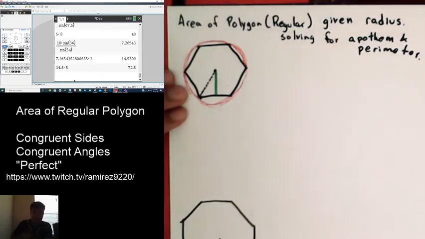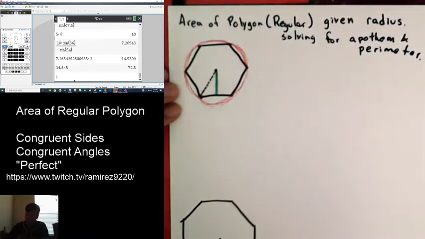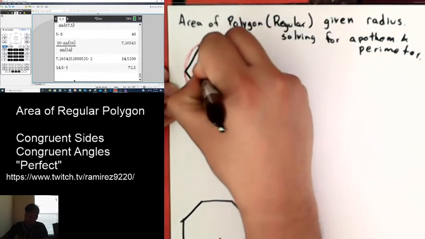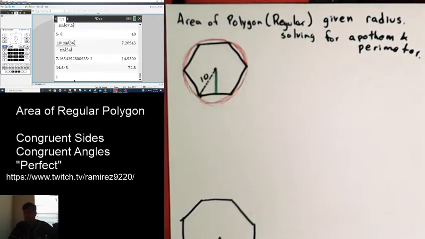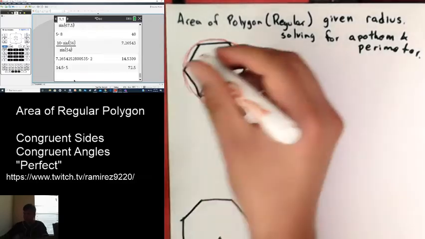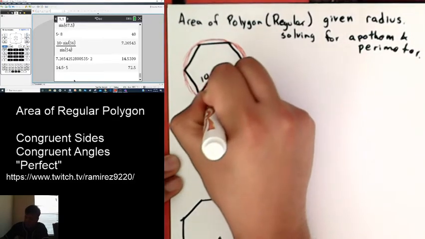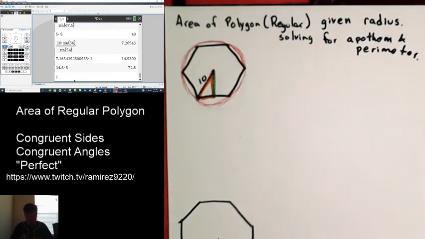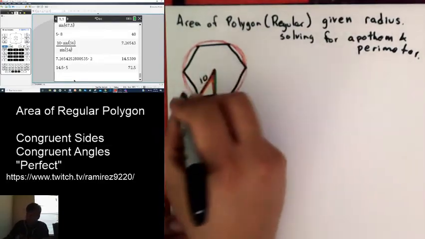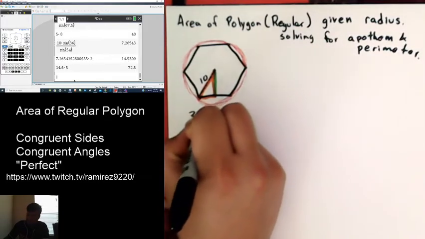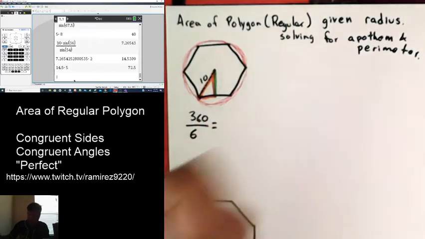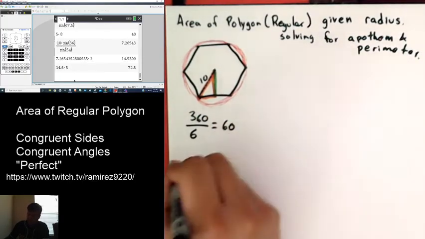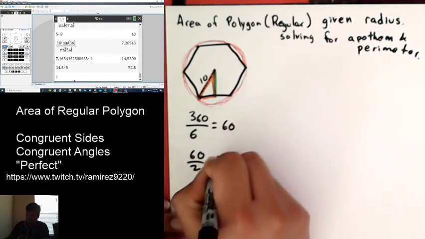I'm going to show you how to solve for the apothem and the perimeter, very similar to what we did before. So let's just say that in this hexagon, my radius was 10. I'm going to do honestly the same thing with the angles. I'm going to find the angle so that I could focus only on that triangle right there. So once again, I'm going to do 360 divided by the number of sides, in this case 6. That gives me 60. I'm going to have to divide that by 2, so that gives me 30.